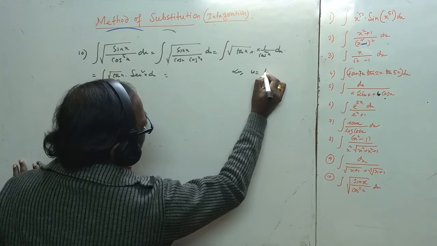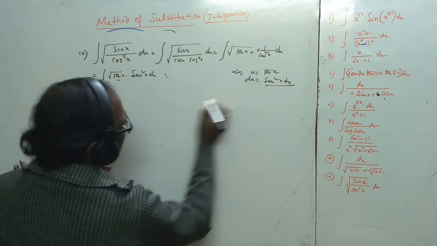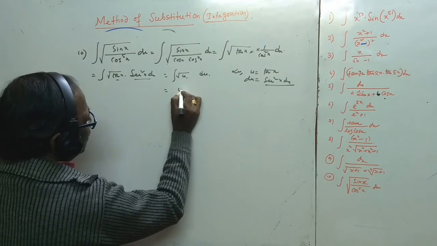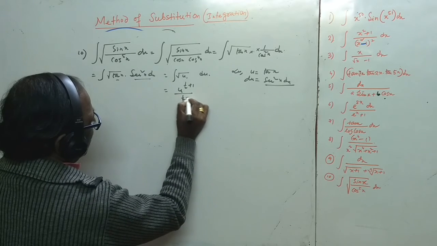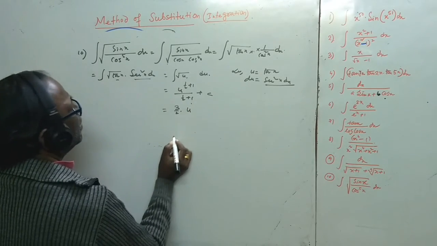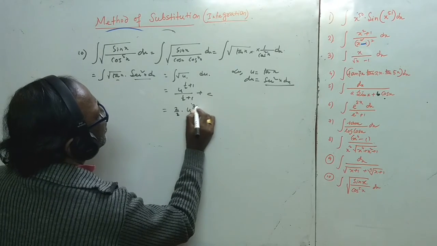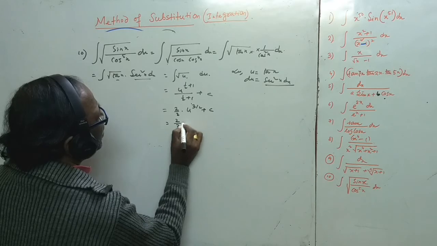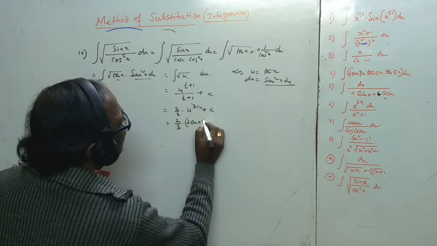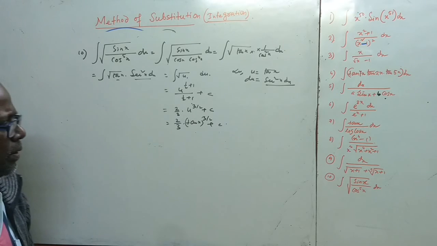So u is equal to tan x. Now du is equal to sec square x dx here. So after the substitution, that is du, and this is root over u here. So u to the power half plus 1 by half plus 1 plus c. This is 3 by 2, and u to the power 3 by 2, this is 2 by 3 here. So 2 by 3 u to the power 3 by 2 plus c. Substituting the value of u, that is tan x to the power 3 by 2 plus c. This is the answer for your question number 10.